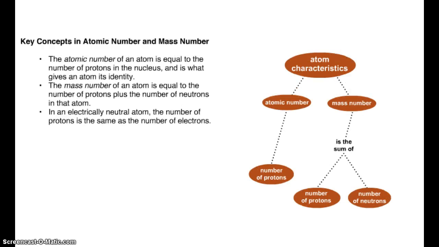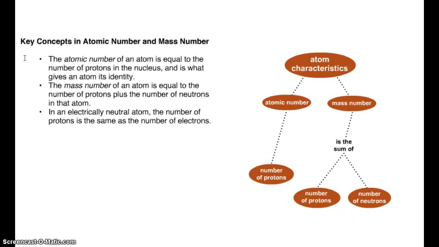Key concepts in atomic number and mass number. So atom characteristics: the atomic number is the number of protons. This determines which element you have. The mass number is the sum of the number of protons plus the number of neutrons.